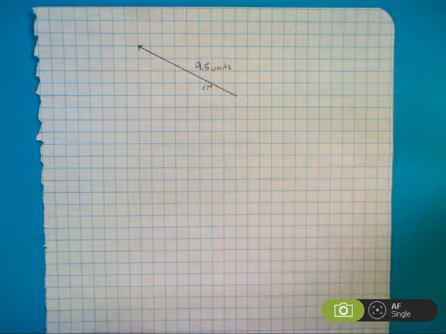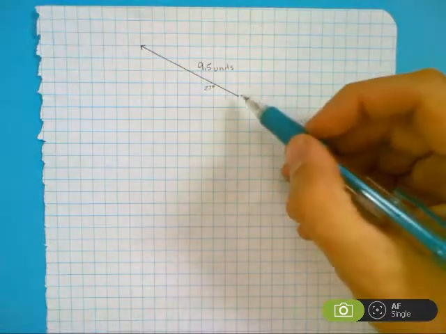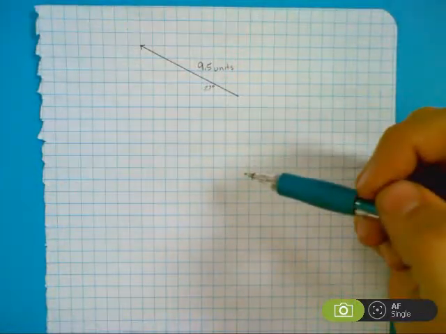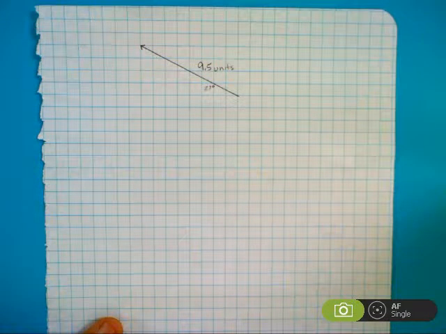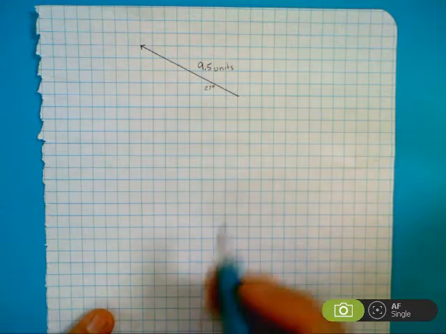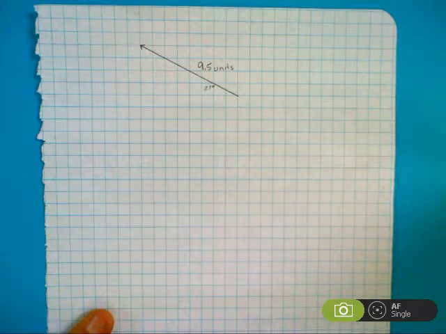Alright, this is how to break a vector into its component pieces. A vector is an arrow that shows both magnitude and direction. When that direction is not along one of the axes, it is usually beneficial for us to know how far on one axis and how far on the other axis it's moving, or what kind of a distance it's representing.